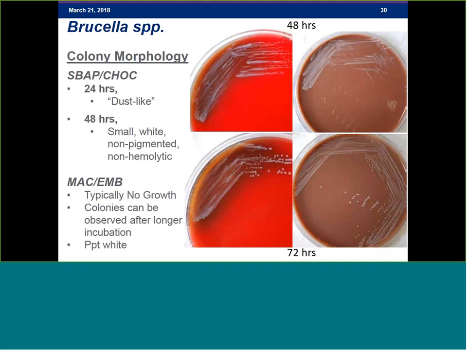In the case of blood culture, Brucella grows slowly in aerobic bottles, usually needing at least 2 to 4 days, and it usually only grows on subculture after 48 hours. Brucella typically does not grow in MacConkey, although some literature indicates that pinpoint colonies can be observed after longer incubation times.